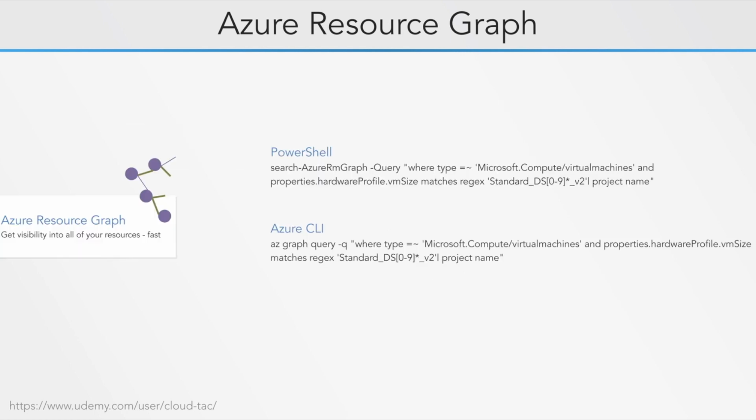You then decide you want to prevent the creation of any DS version 2 virtual machines. So you create a query to list all the existing DS version 2 machines so that you can inform their owners that this size is no longer allowed. You can use the matches regex operator to search for any machine in the DS2 stock keeping unit.